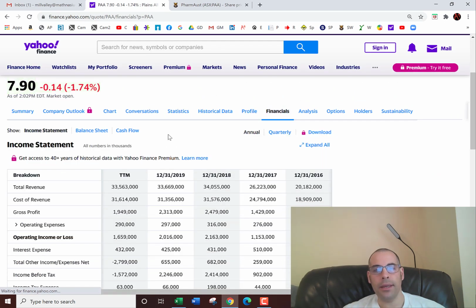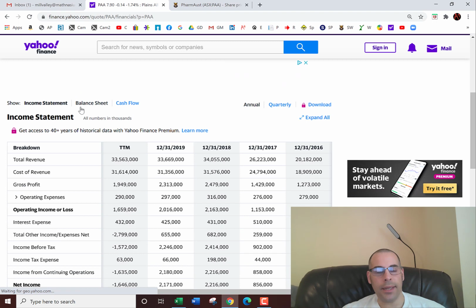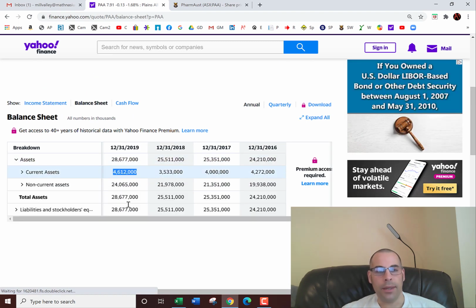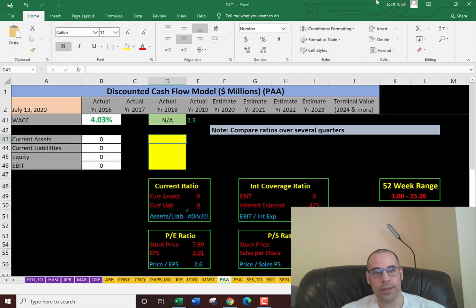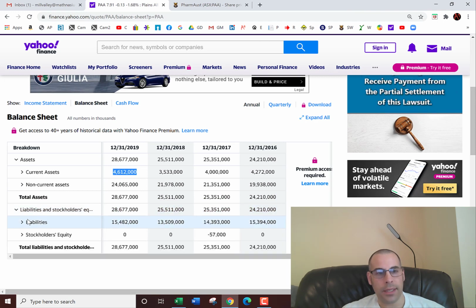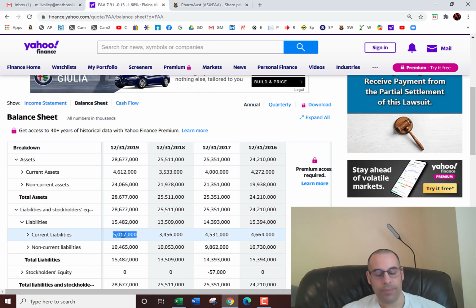Let's go back to the balance sheet and get their current assets, because we need to look at the current ratio later, and we need the current assets, which are cash, accounts receivables, and inventory. We also need the current liabilities for the current ratio, and these are debts and payables that are due within 1 year. That's $5 billion.